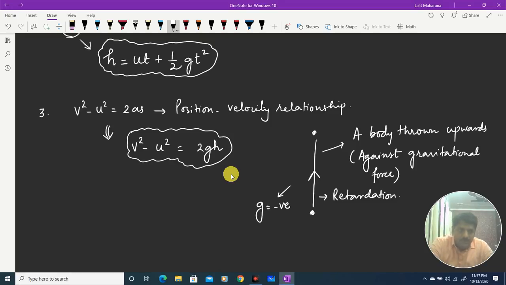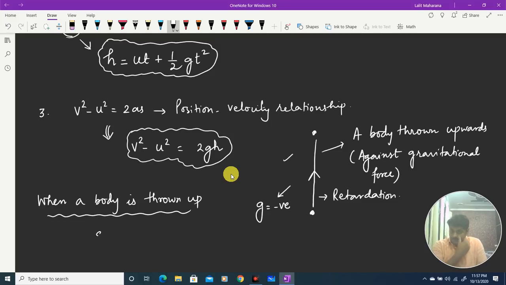So when we are solving the question and the question says a body is thrown upwards, we have to take g as negative, minus 9.8 meter per second square or 10 meter per second square, depending upon the values. In this case, we will be using some information. When a body is thrown up, what are the things to be remembered? g would be negative.